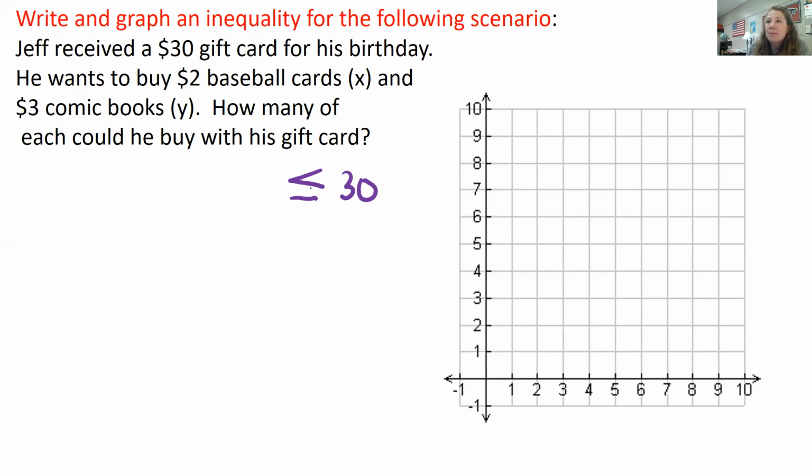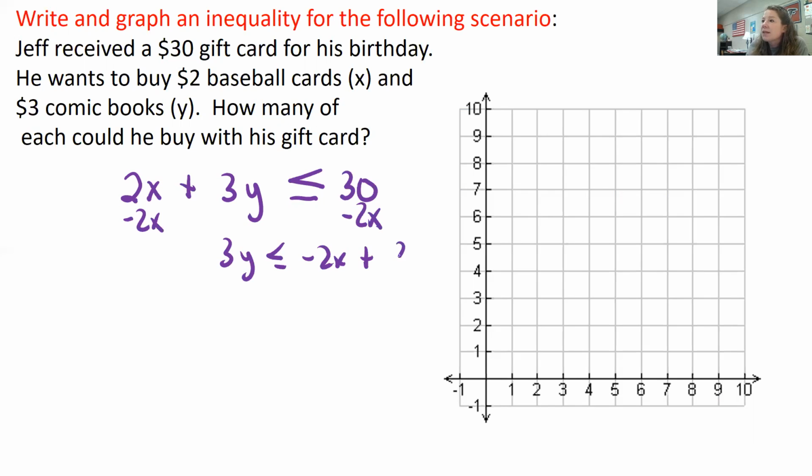Now he wants to buy baseball cards for $2 each and comic books for $3 each. He wants to know how many he can buy of each or in what combinations. So $2 times the number of baseball cards plus $3 times the number of comic books. So we're going to subtract 2x from both sides. We're going to put it in slope-intercept form. And now we're going to divide everything by 3. So y is less than or equal to negative 2/3 x plus 10.